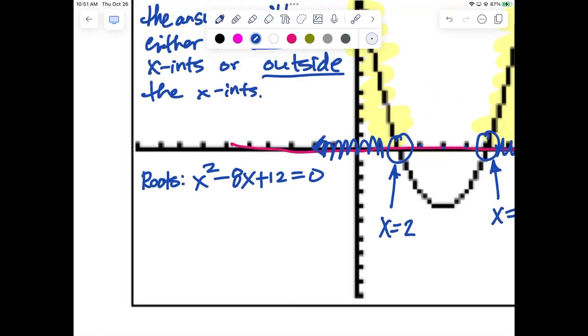Does that factor? We always try to factor when it's equal to 0. Factors of 12 that add up to 8: 6 and 2, and they have to both be negative, right?